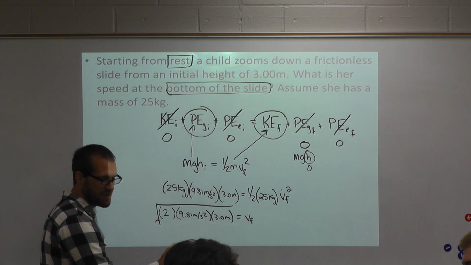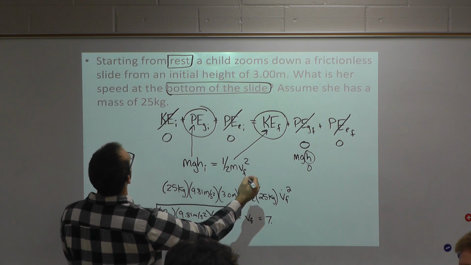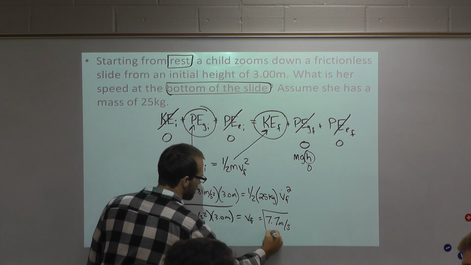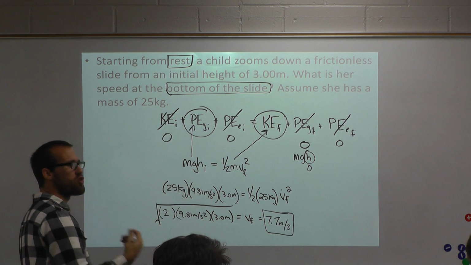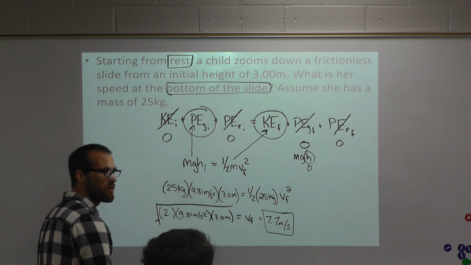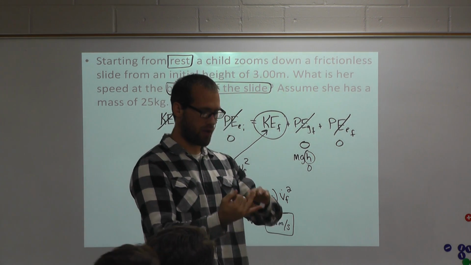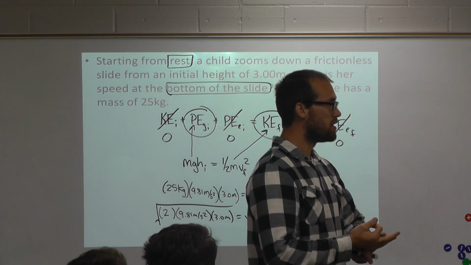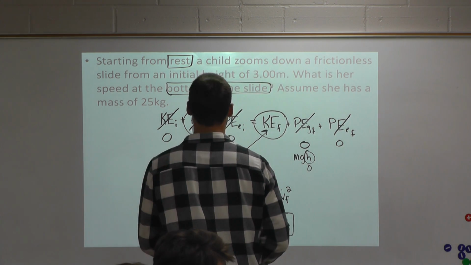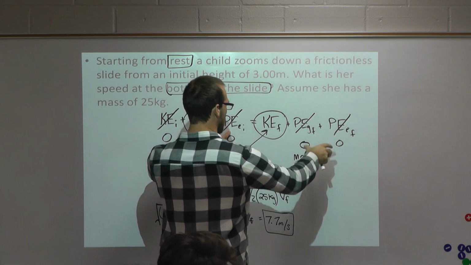So your answer, what'd you guys get? 7.7 meters per second. So that would be the speed right before it hits the ground. Questions here? Do you guys understand what's happening here, that we gotta figure out what variables we have? There'll be some situations where you might have these two and this, or these two and these two.